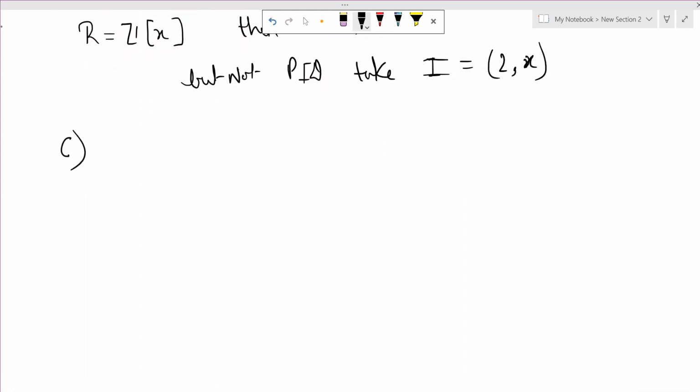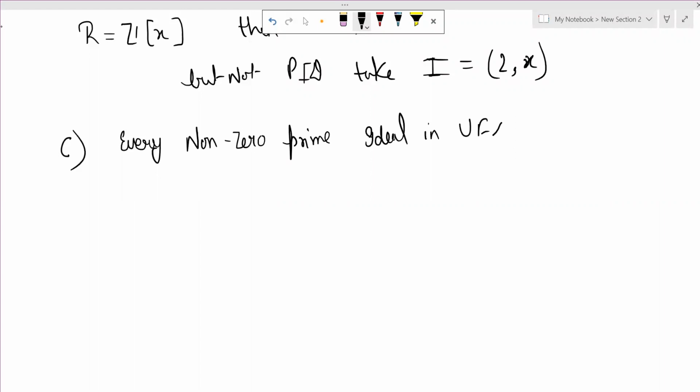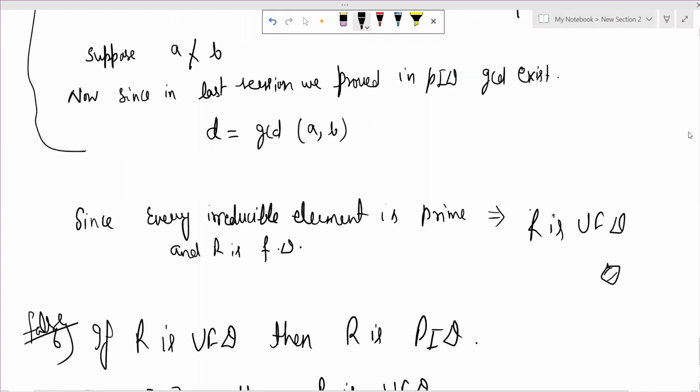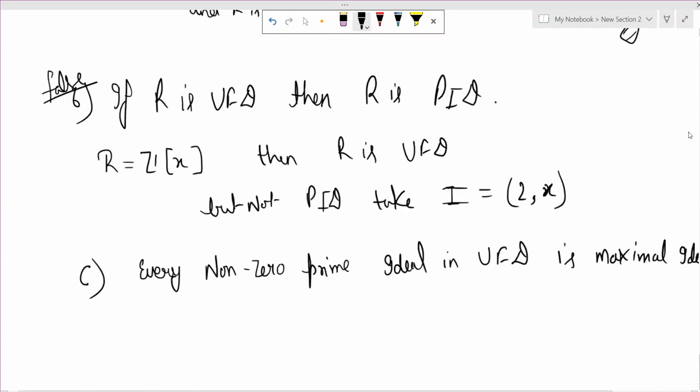After this, the third one: every non-zero prime ideal in a UFD is a maximal ideal. Is this true or not? This is not true.